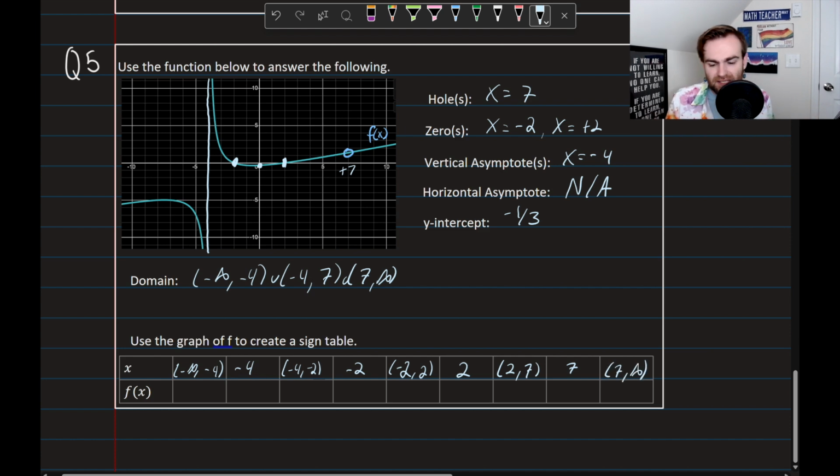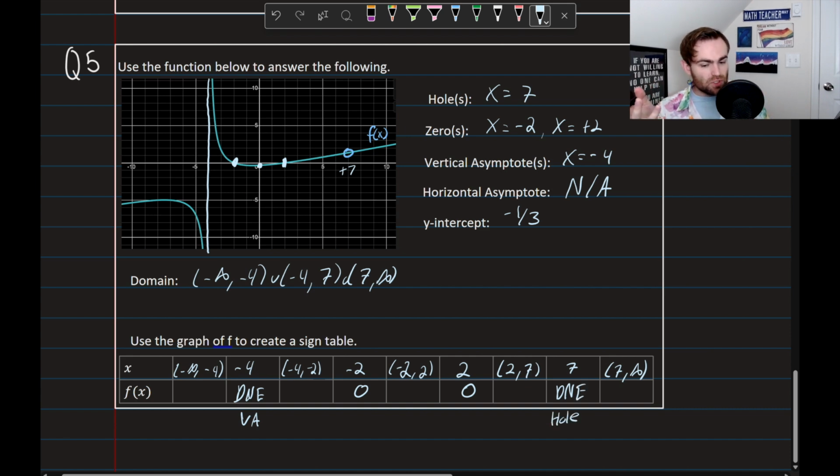We've already done a lot of this. What happens at negative 4? We have a vertical asymptote there. It does not exist. What happens at negative 2? It's a 0. What happens at 2? It's a 0. What happens at 7? It's a hole. It does not exist, but it's a hole.